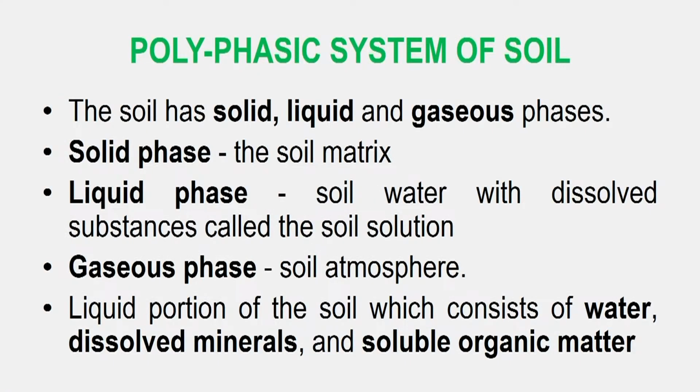So next let's discuss the polyphasic system of soil. Actually, a soil is made up of three phases. First is the solid phase. Solid phase means the solid matrix, and here the solid matrix means the various types of primary and secondary minerals that are found in the soil.